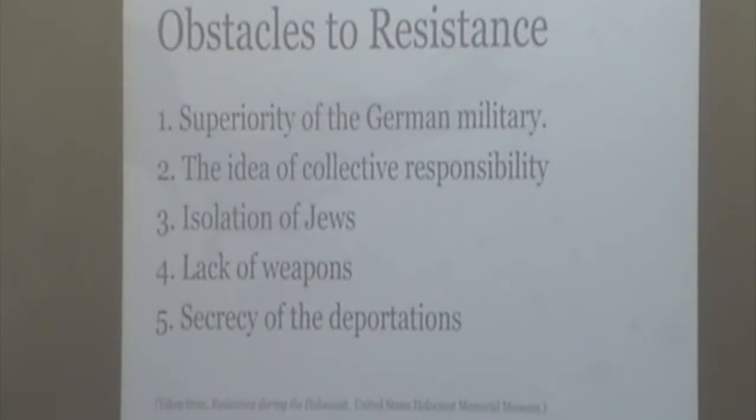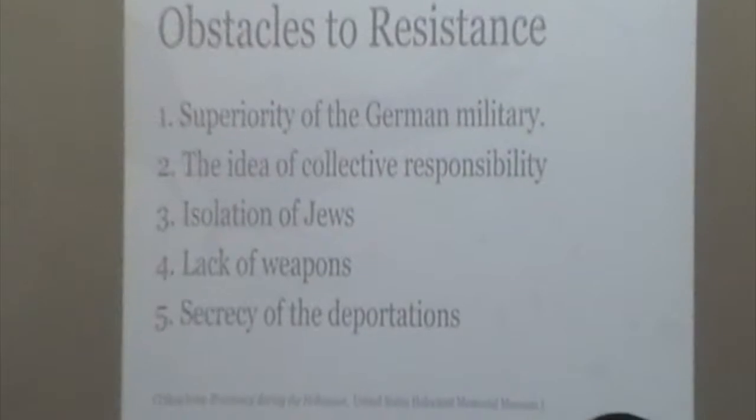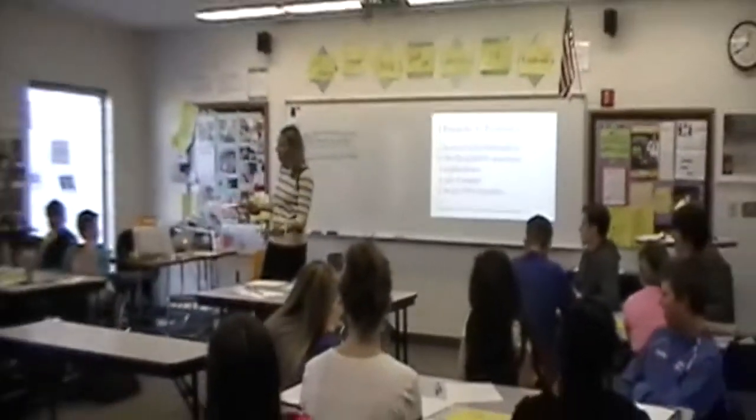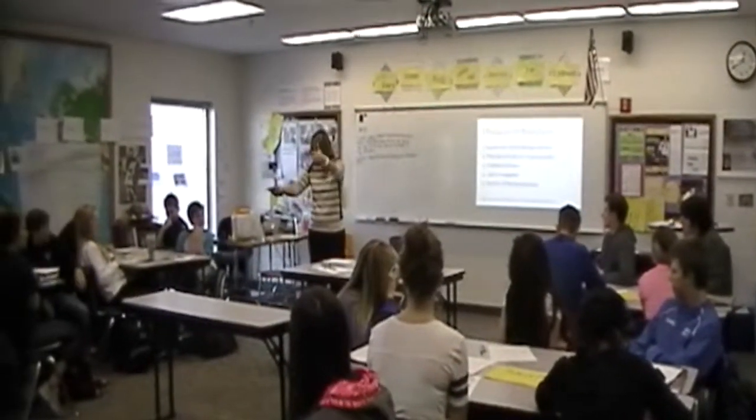Isolation of Jews, great job. Lack of weapons. And the secrecy of the deportations. What do I mean by that? We've talked about this, but the secrecy. They just thought that they were getting relocated. Yeah, they thought they were getting relocated. They didn't know that Auschwitz or whatever was at the other end of this, okay?